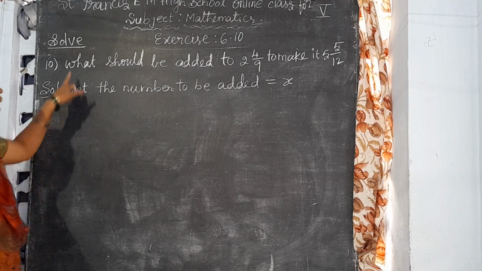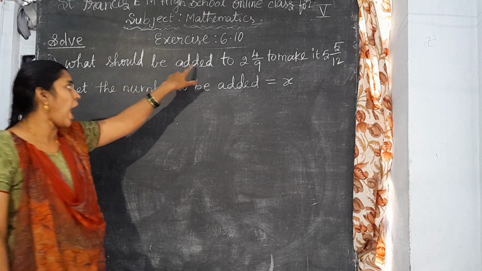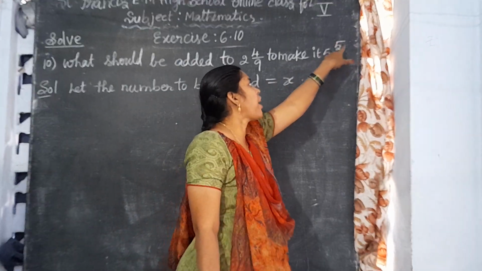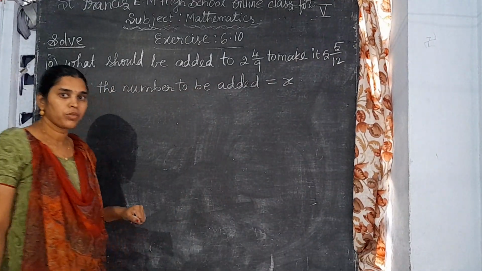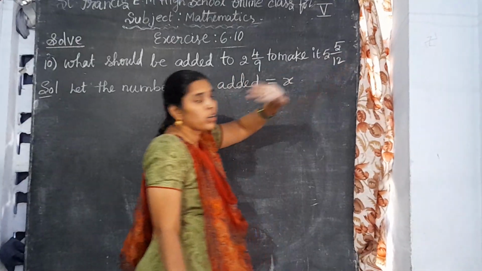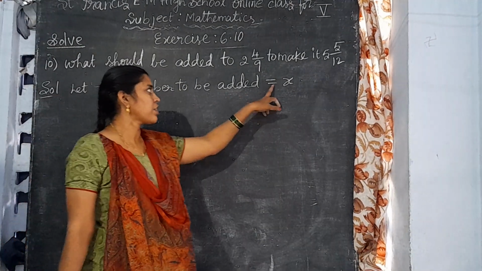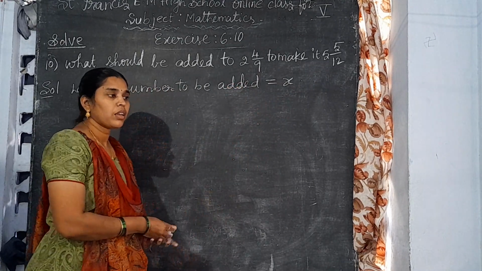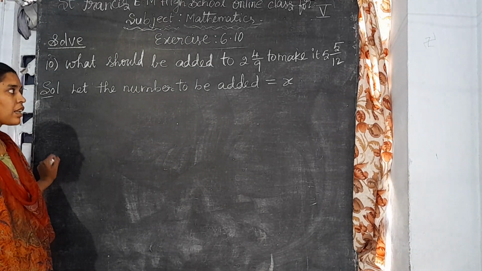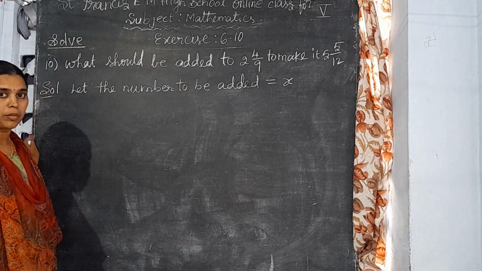See children, this is the 10th question in exercise 6.10. What should be added to 2 4 by 9 to make it 5 5 by 12? This is the question. How much if you are adding, the result will come 5 5 by 12. So see here. Let the number to be added be x. If two numbers are added, the result is greater than each one. Right? So 5 5 by 12 is the greater number.